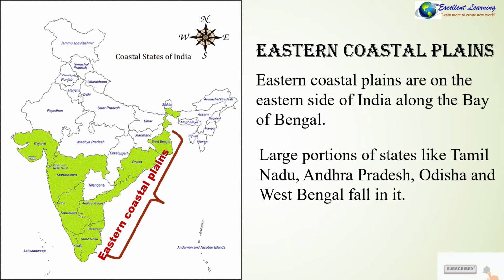Children, let us see what states come under the Eastern Coastal Plains. The Eastern Coastal Plains are on the eastern side of India along the Bay of Bengal. Large portions of states like Tamil Nadu, Andhra Pradesh, Odisha, and West Bengal fall in it. Children, now look at this map to find the eastern coastal plains.